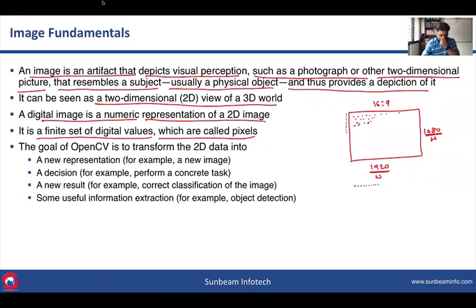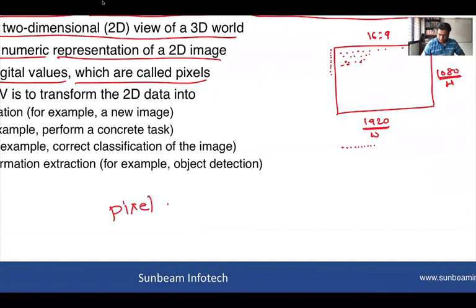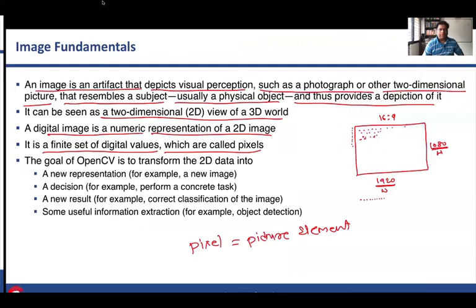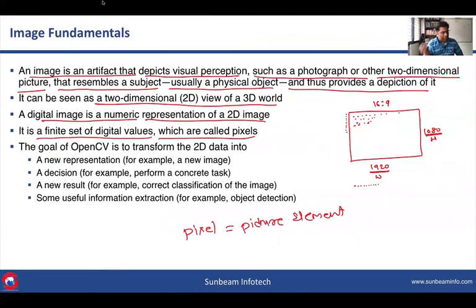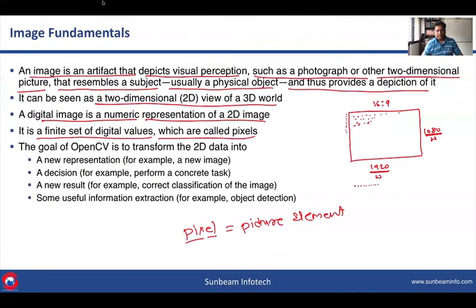Now, what is a pixel? Probably you might have heard about this. Pixel is a shortcut. Pixel stands for picture element. The smallest part of an image is called the picture element, generally called a pixel. So that's the smallest part of an image.